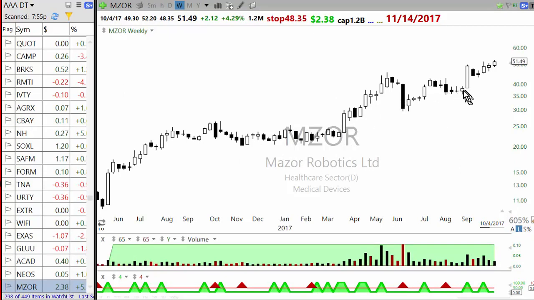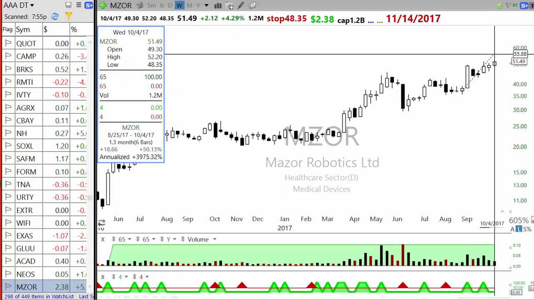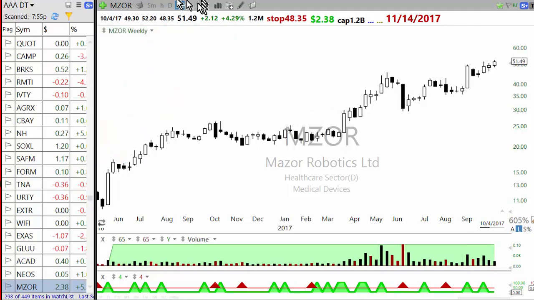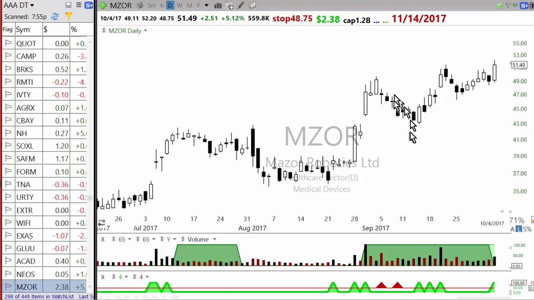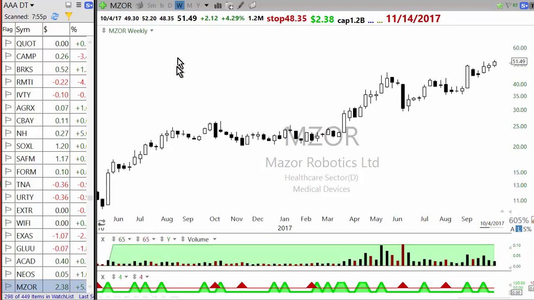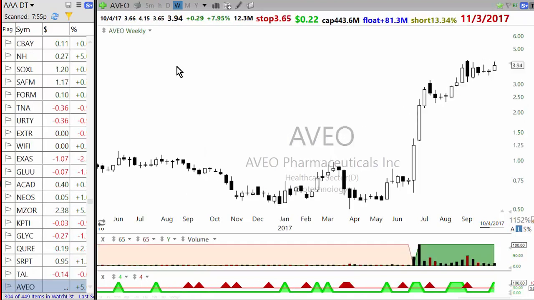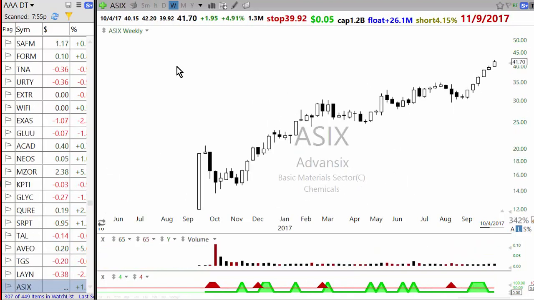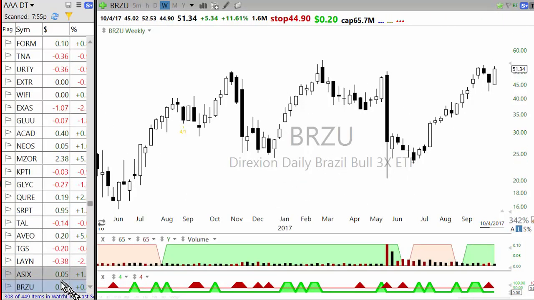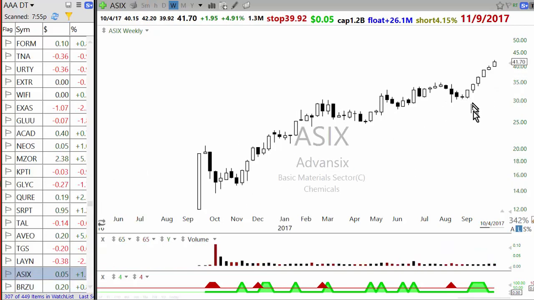Here again, this would have been a weekly kind of a thing, and then it already has a breakout here. If you see, a little bit choppy. See here also.